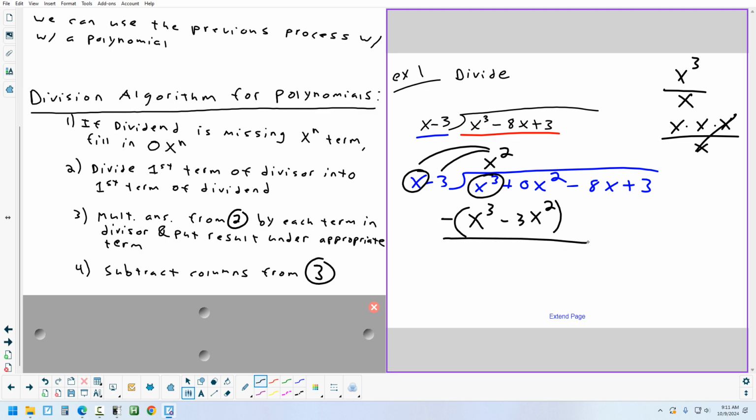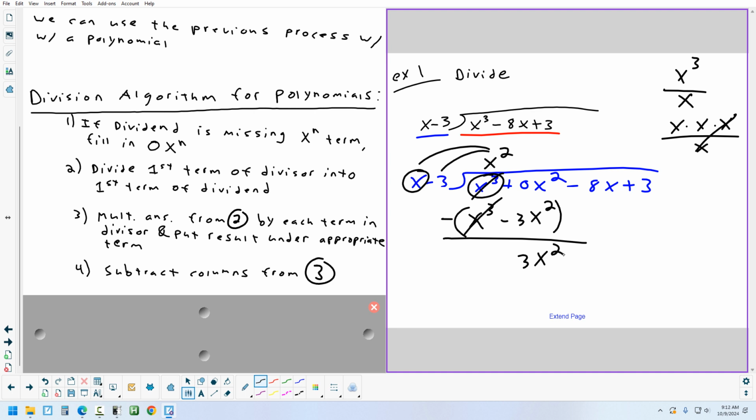Okay, so what's x cubed minus x cubed? Nothing. When you do long division, you should always get something that cancels out like that at this step. Okay, so x cubed minus x cubed is gone. What's 0x squared minus negative 3x squared? 3x squared, because that's minus a negative. Yeah. So that's 3x squared. Okay, and that's step 4.